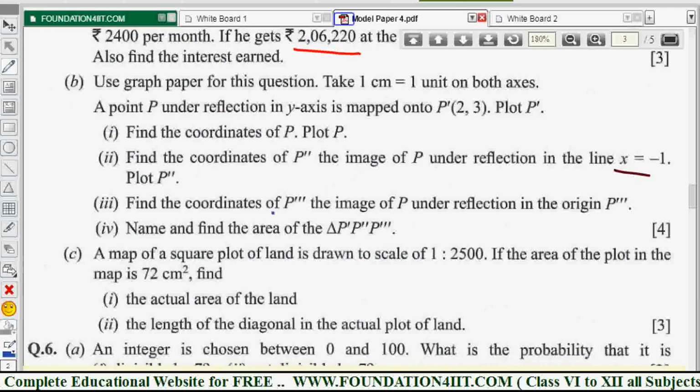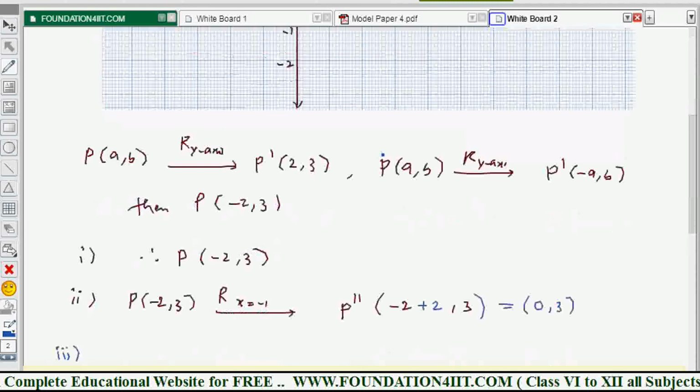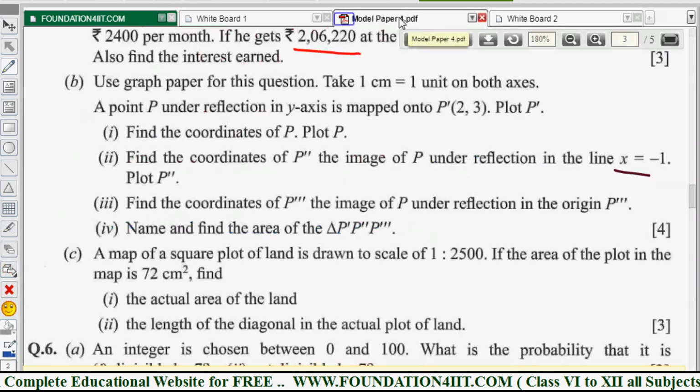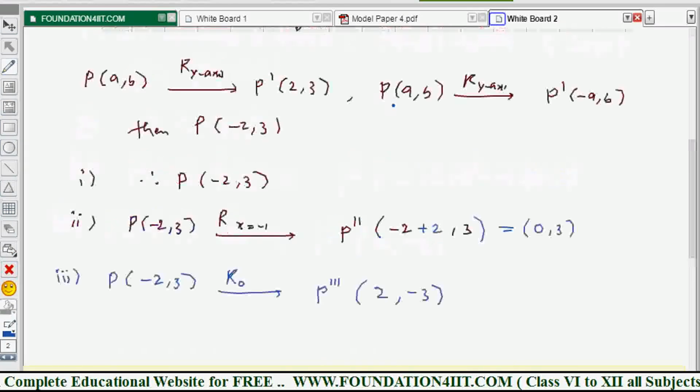Now next, triple dash. Find the coordinates of P triple dash, the image of P in reflection in the origin. So reflection in the origin, if you take the point P as minus 2 comma 3, and reflect at the origin, that is P triple dash. We know reflection in the origin means every sign will change. So minus 2 becomes plus 2, plus 3 is minus 3, right? So P triple dash is 2 comma minus 3.